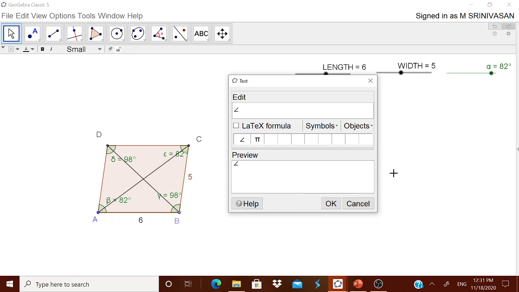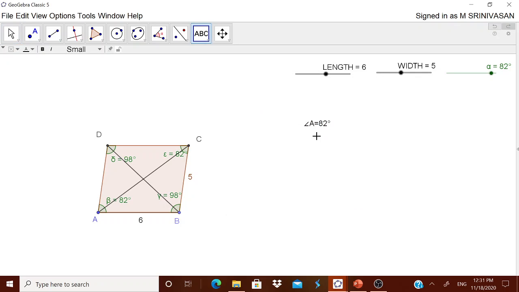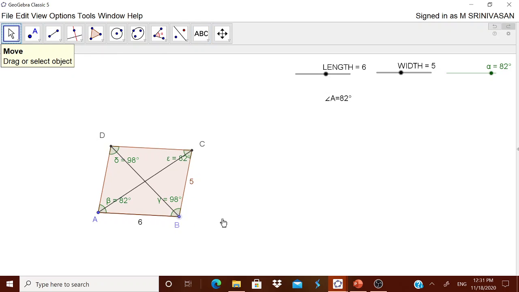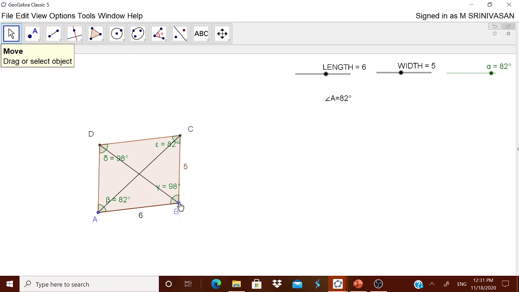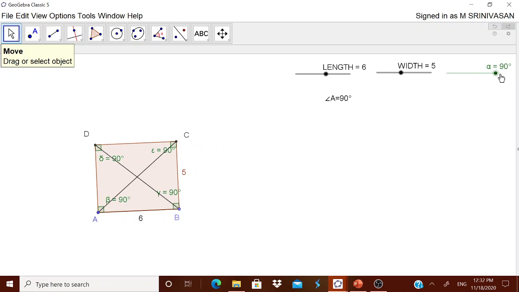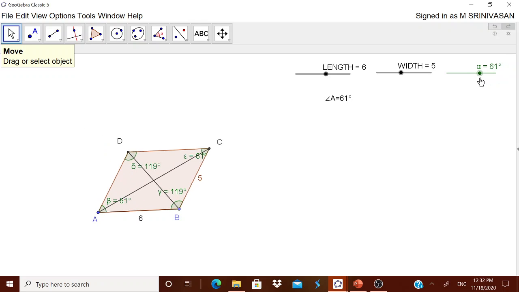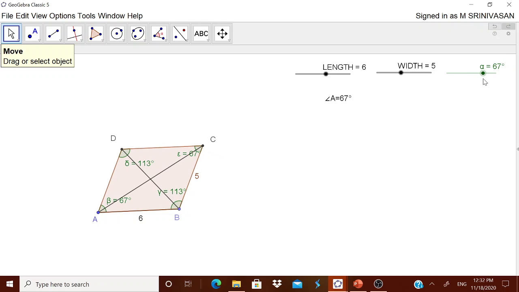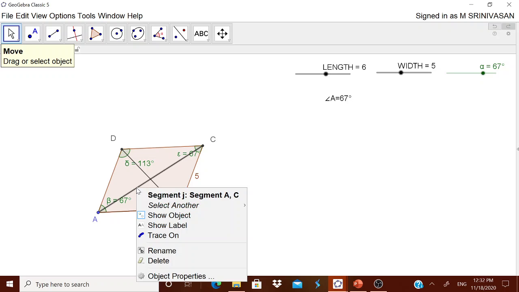Here you are having the angle. For angle A is equal to, here it is beta. Therefore from the object you take beta. Then you click OK. Like this you can have angle A, angle B, angle C, angle D, and again you can show it to the children and ask them to pull it and change the angle and check whether the angle is changing. Now they can verify the angle properties of a parallelogram. Then they have to verify the property of diagonals.